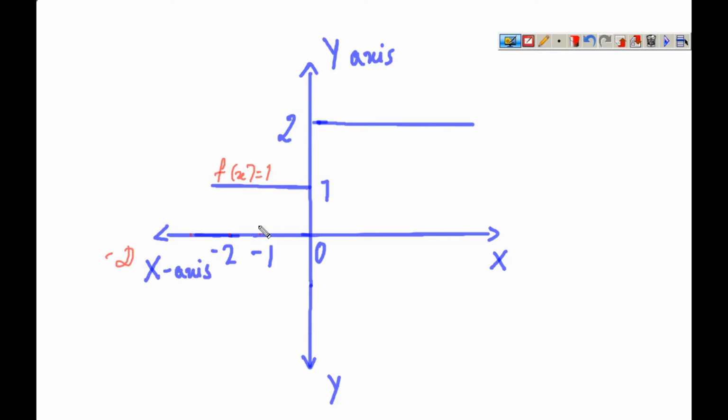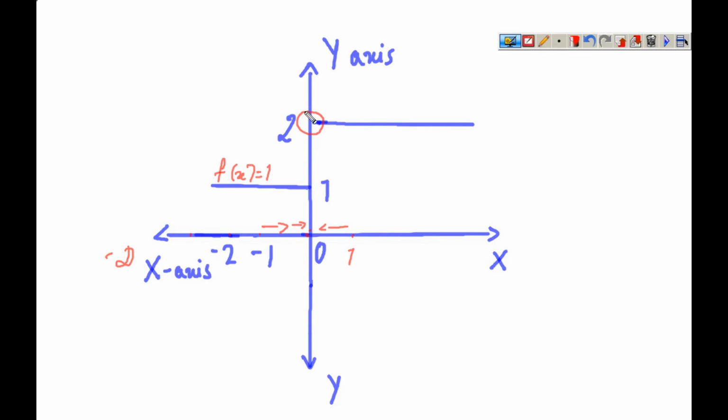If I'm approaching 0 from this side, let's say from minus 1, no matter whether I touch 0 or just approach it, the value of the function will be 1. So the left hand limit will be 1. Now let's see about this case. If x is greater than 0, let's say it's 1 and it's approaching 0 but is still greater than 0, not equal to 0, then the limit will be 2.